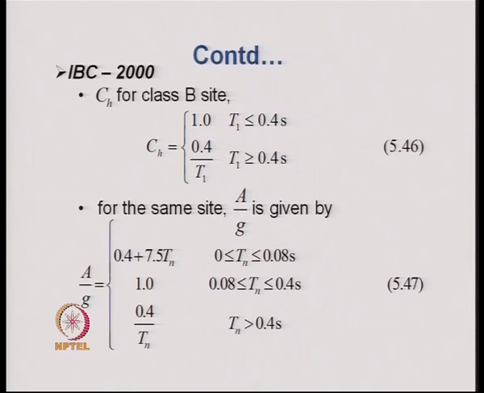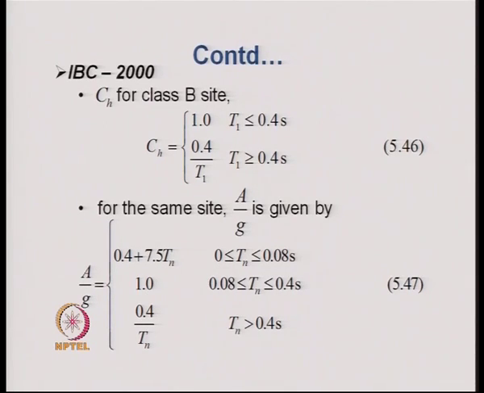One can see that the value of CH remains the same up to a time period of 0.4 second, that is, from 0 to 0.4 second it remains unity. Then after the time period of 0.4 second, the CH value falls non-linearly, inversely proportional to the time period.